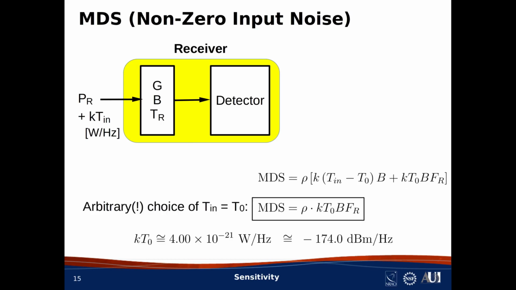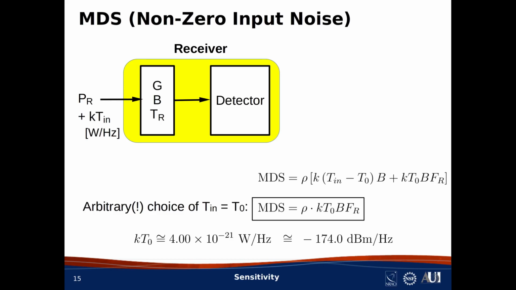Let's say I arbitrarily choose T sub in to be equal to T naught. In this case, the expression for MDS, according to the non-zero input noise definition, simplifies to the expression that I've shown in the box here. We find that MDS in this case equals rho times k T naught B times F sub r. Now if T naught is 290 K, then k T naught, the product of those two factors, is about 4 times 10 to the minus 21 watts per hertz, which is about minus 174 dBm per hertz.